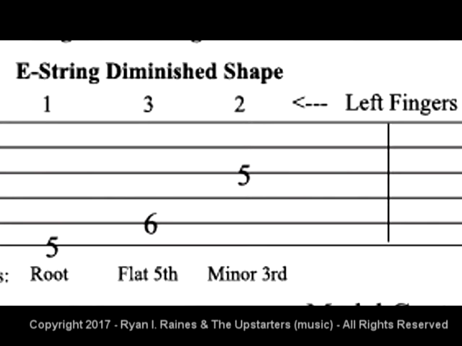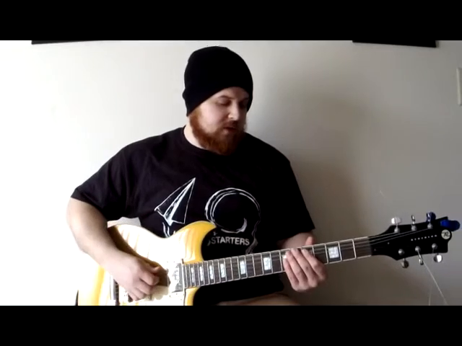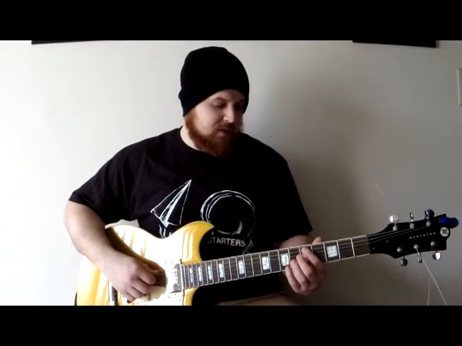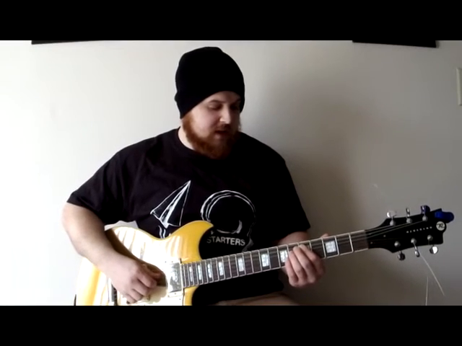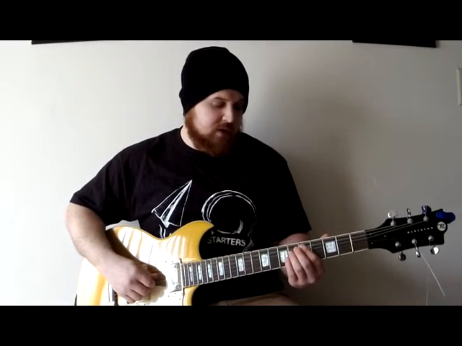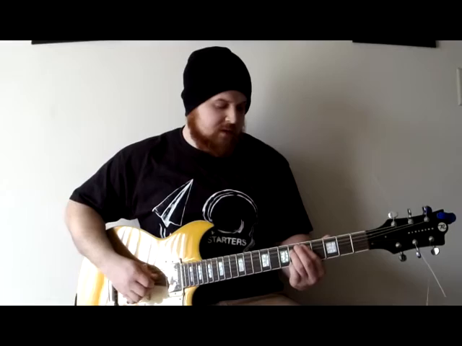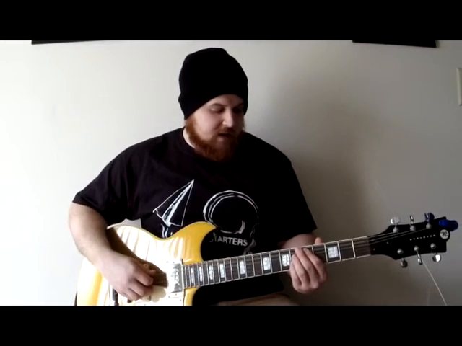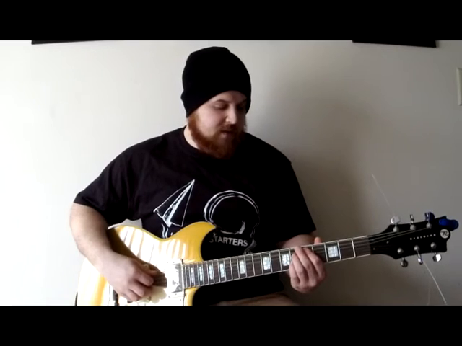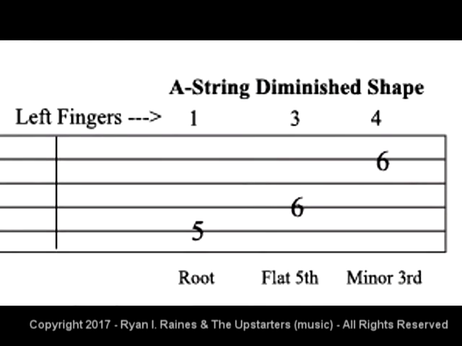Next, we're going to learn the A string version. We're going to start on the 5th fret. That's going to be our root of the A string. Next, we're going to play the 6th fret of D with our 3rd finger. That's again our flat 5th. Then we're going to play the B string 6th fret. And that's going to be our minor 3rd or minor 10th, if you again want to be specific.